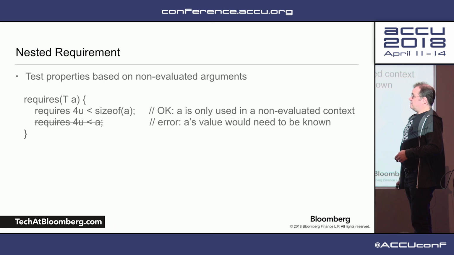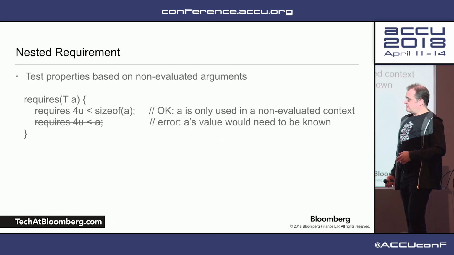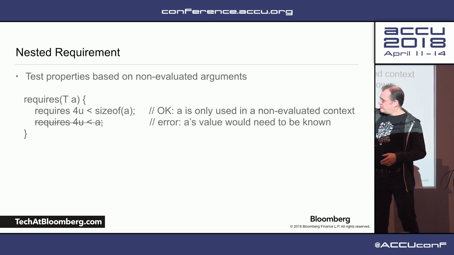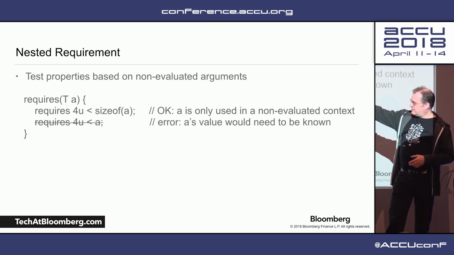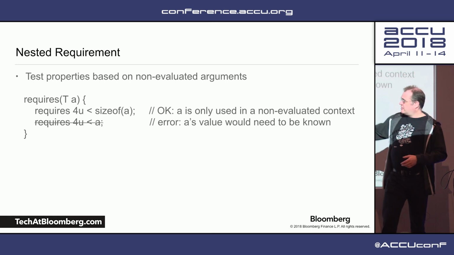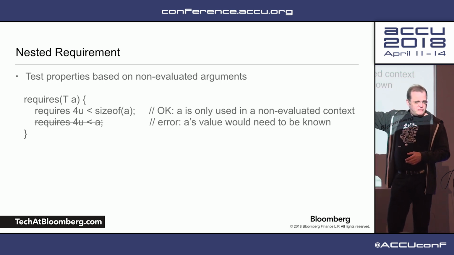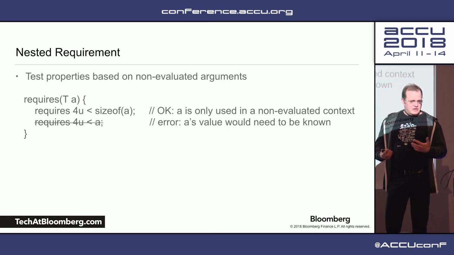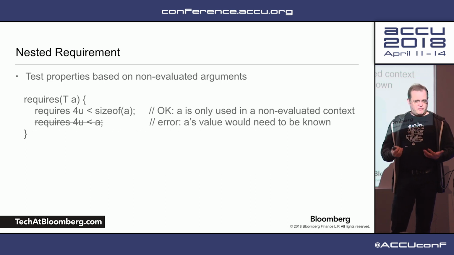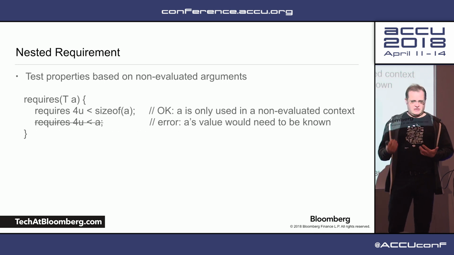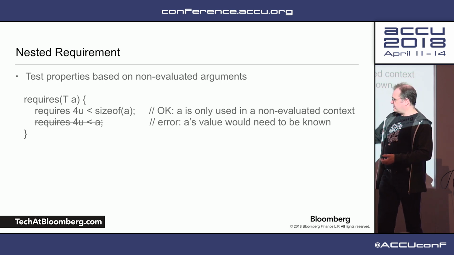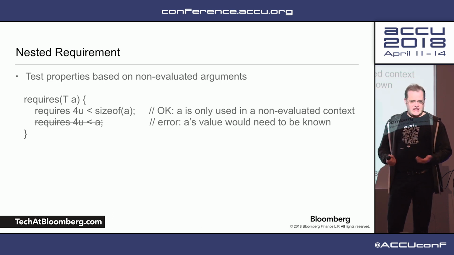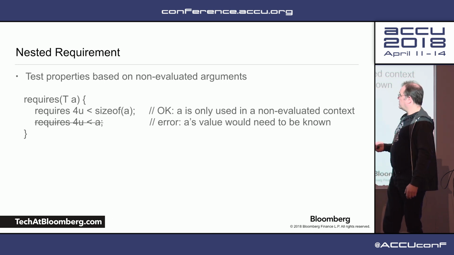Okay. Then a nested requirement is something where you basically say requires A, and then you can use type properties, like requires 4 is less than sizeof(A). So A cannot be evaluated because that would be a runtime thing, but you can find out about properties. So it's basically like in any non-evaluated context, you can stick in a sizeof or something, but something like 4 is less than A, that does not work.